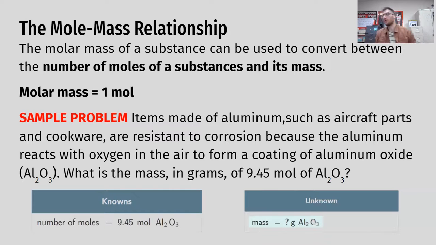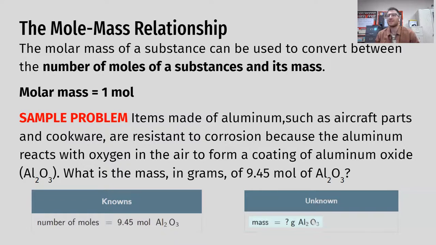So items made of aluminum, such as aircraft parts and cookware, are resistant to corrosion because the aluminum reacts with oxygen in the air to form a coating of aluminum oxide. That formula is Al2O3. What is the mass in grams of 9.45 moles of Al2O3?